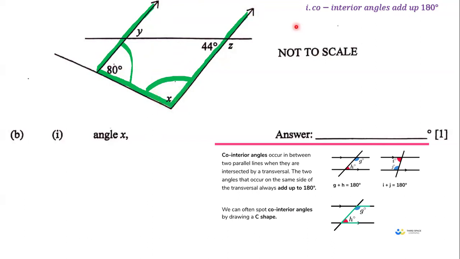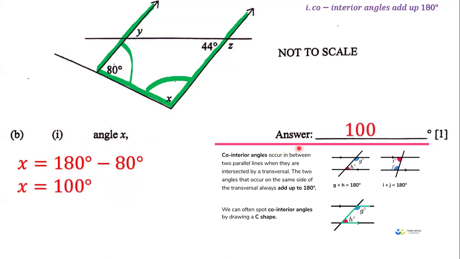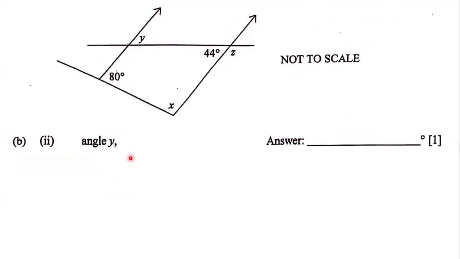What do we know about co-interior angles? Co-interior angles add up to 180 degrees. So since this angle right here, whose size is 80 degrees, and angle X are co-interior angles, they must add up to 180 degrees. So what is the size of angle X? Well, we must subtract. We say 180 degrees minus 80, and that gives us 100. And so the size of angle X is 100 degrees because co-interior angles add up to 180 degrees.